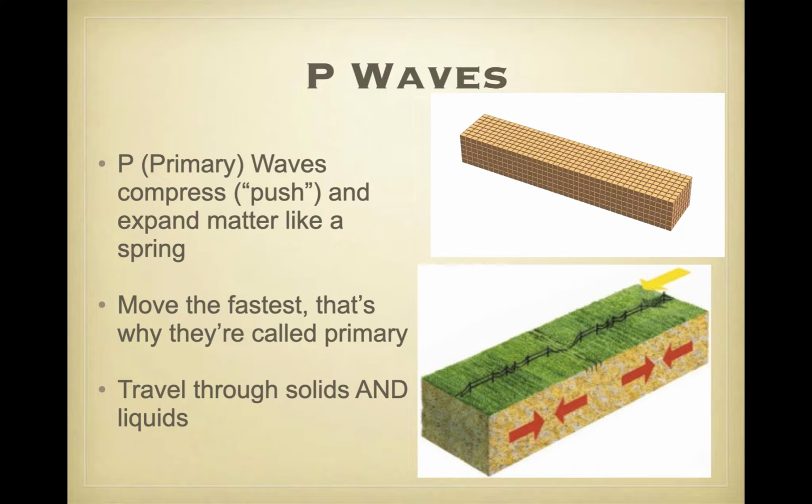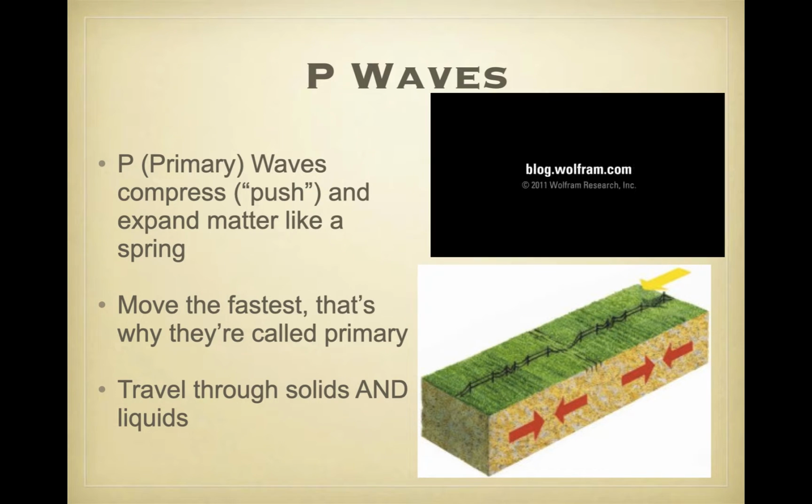Let's get that little animation going. And you can see right here we've got this kind of slinky looking thing. You can see it kind of ripples. Very satisfying. P waves compress or push and expand matter like a spring. They move the fastest, and that's why they're called primary waves. And these travel through solids and liquids.